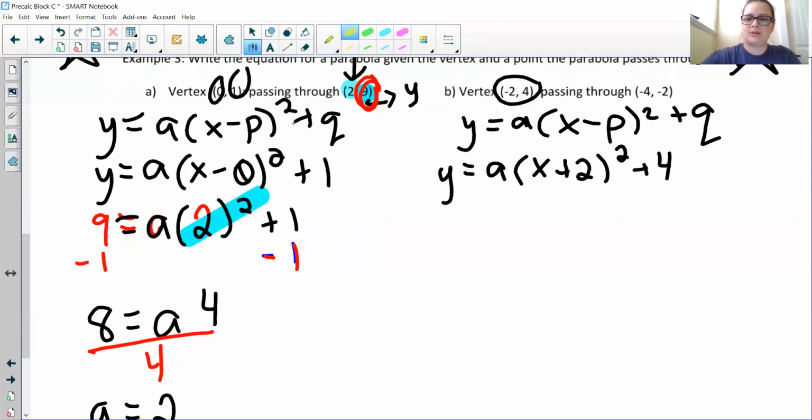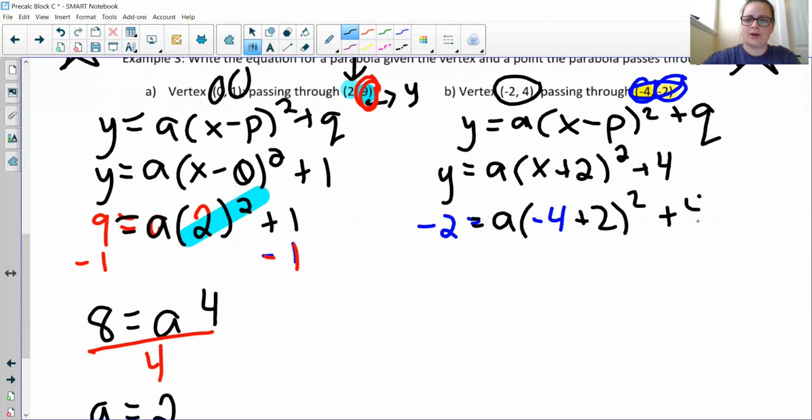Now we're going to use negative 4 for x and negative 2 for y, so that we can solve for what the value of a has to be in order for this to be a point on the parabola. So remembering that for y, we look at the second point, so it's negative 2 equals a times x, so x is negative 4, plus 2 squared plus 4.